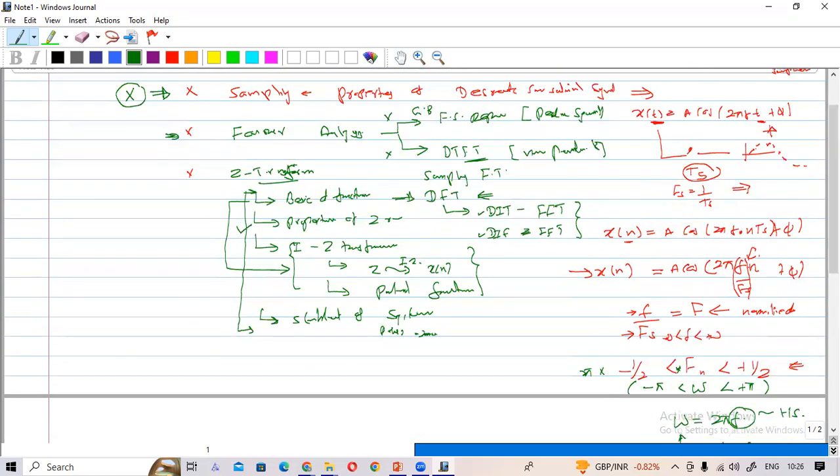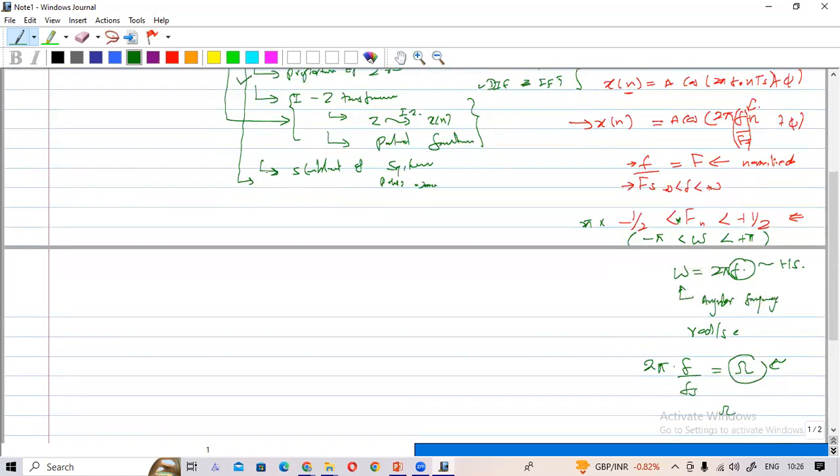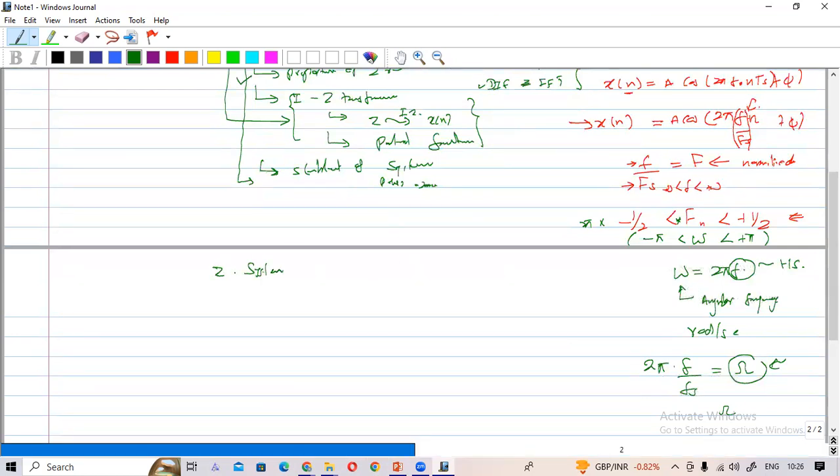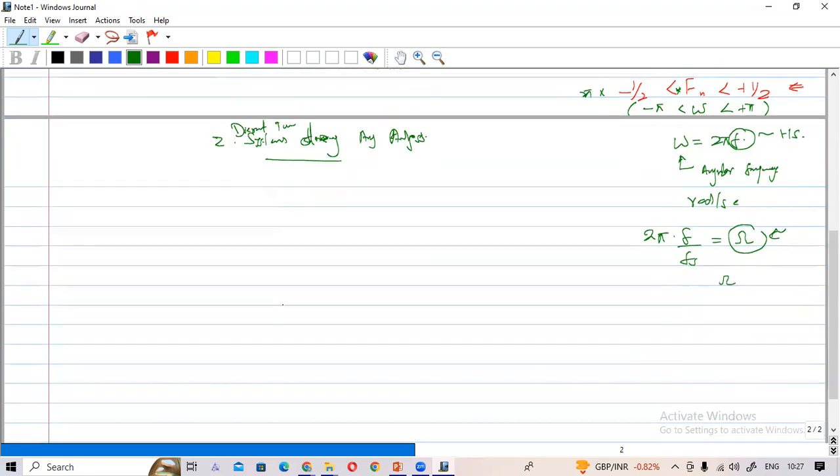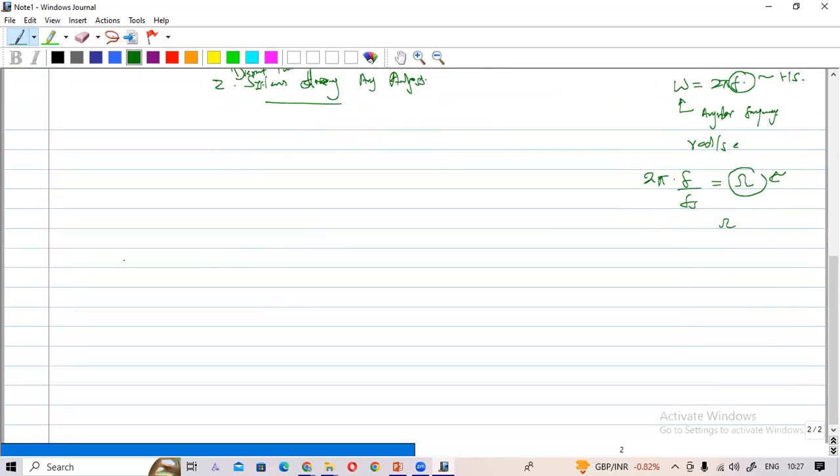Now we have to discuss system design and analysis. These are discrete time signal systems, the design and analysis part. We have to discuss this. To cover this session, we mainly focus on FIR filter design.